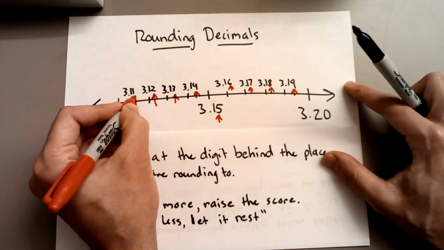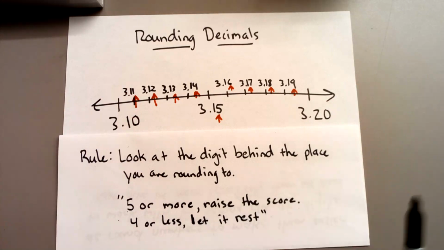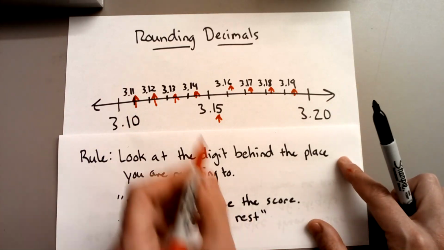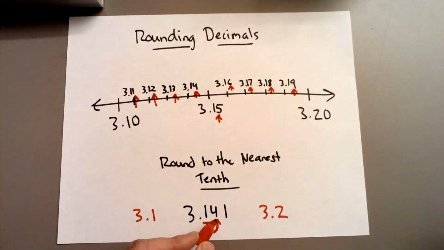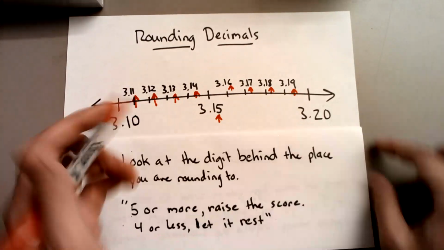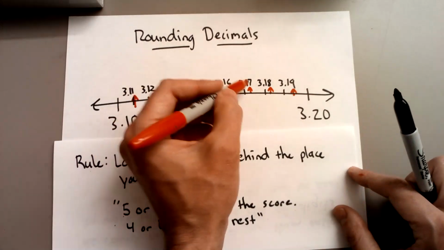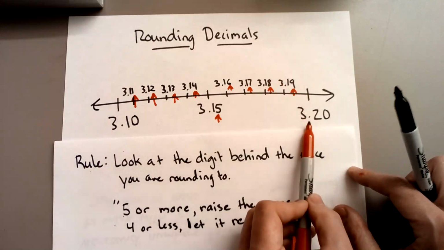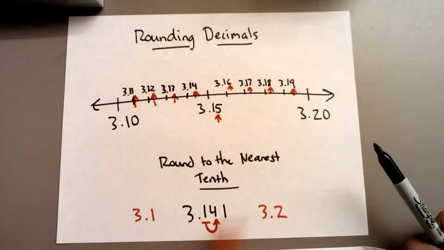Since I'm rounding to the tens place, I'm putting an arrow up to all these hundredths digits. So 5 or more raise the score, meaning if the digit behind the place that I'm rounding to is 5 or more, meaning a 5 or a 6 or a 7 or an 8 or a 9, that number is going to be closer to 3 and 2/10, closer to the next tenth up.